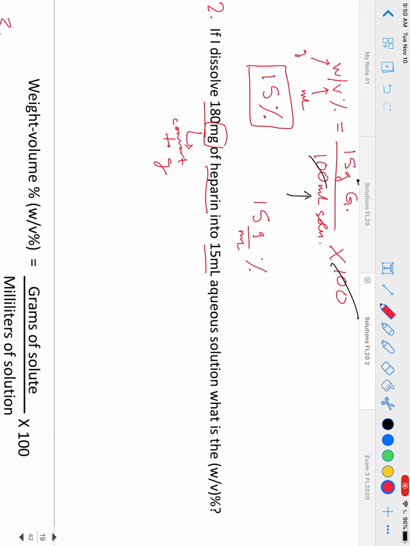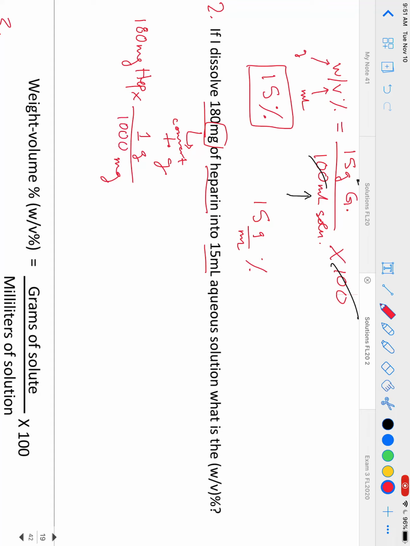So we need to do step 1. Convert 180 milligrams to grams. So I have 180 milligrams of heparin. The question is, how many milligrams are in 1 gram, or however you want to do this. Some people do it different ways. You figure out how many grams are in a milligram, but you just need to plug in that relationship.